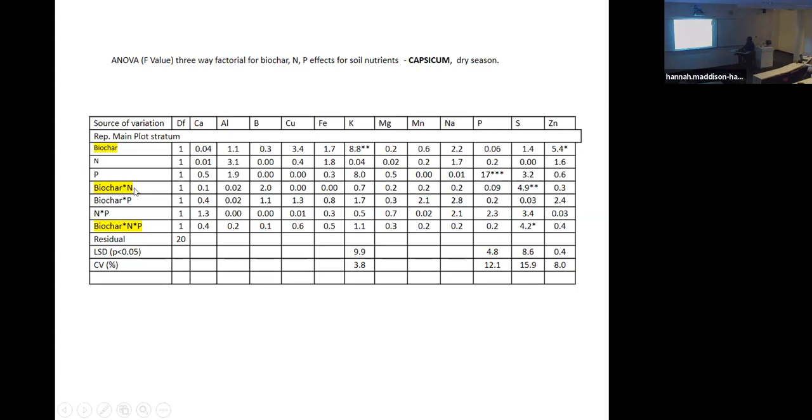But using a biochar fortified with nitrogen also increases it. It decreases sulfur, because the sulfur in East Timor is very high, it's toxic. So by using biochar, it helps to bring down the level of sulfur in the soil. Biochar fortified with nitrogen and phosphorus also really helps to bring down sulfur.